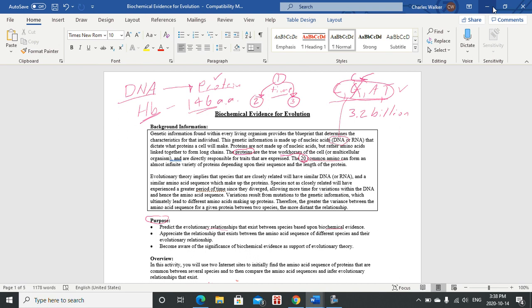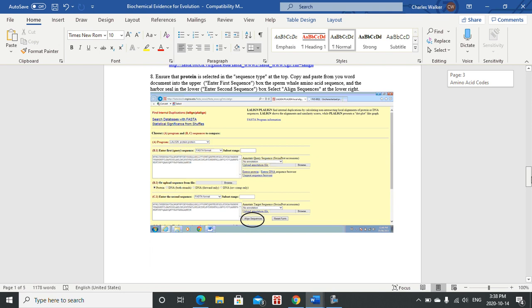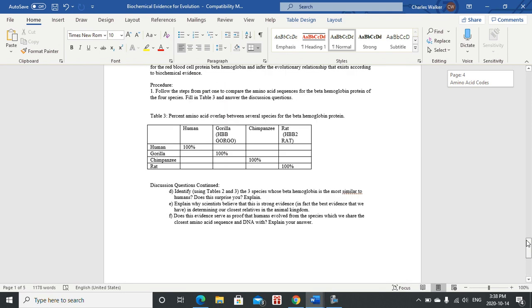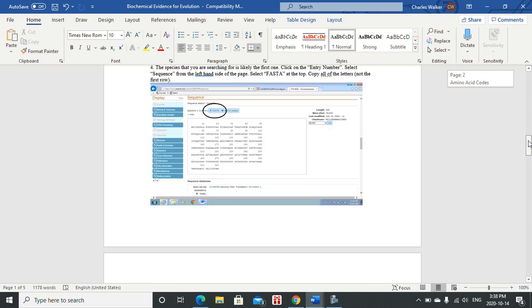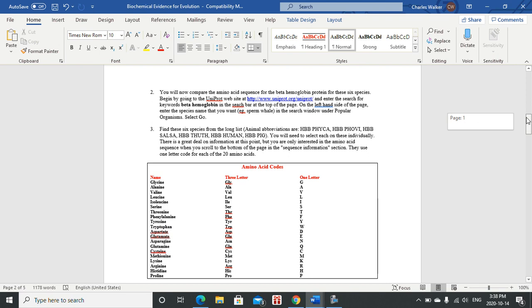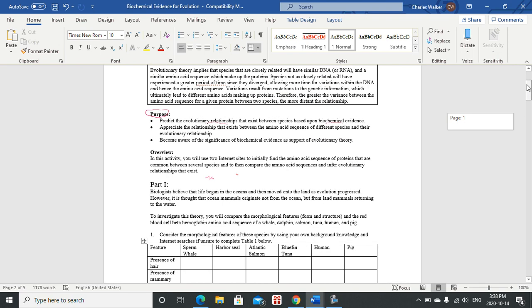To appreciate the relationship that exists between the amino acid sequence of different species and their evolutionary relationship, and to become aware of the significance of biochemical evidence in support of evolutionary theory. So what I'm going to do is walk you through not all of these pages step by step, because it is a fairly long document, and that's why I'm just going to give you the brief version, which should be enough to get you going and do the lab.